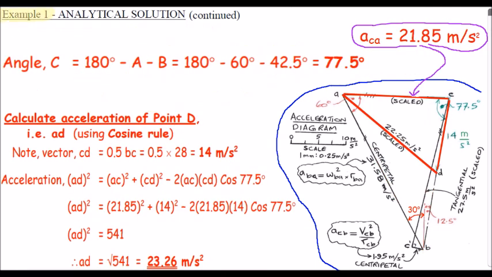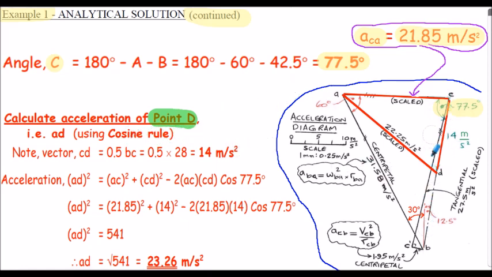Example 1, solution continued. Just repeated some information here for reference. Angle C we calculated was 77.5 degrees, that's the angle in here. And also we calculated the length of vector CA from the previous slide. So now we're going to calculate the acceleration of point D, that's halfway along the conrod, relative to point A, centre of rotation of the crank. And we'll use the cosine rule to solve for this.